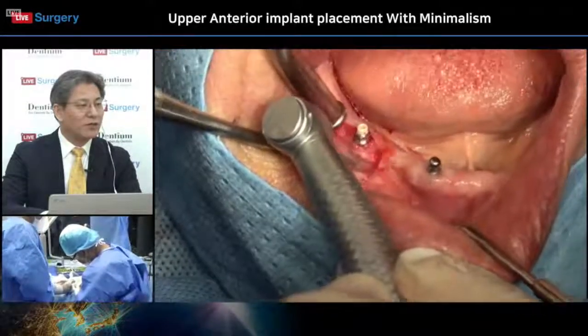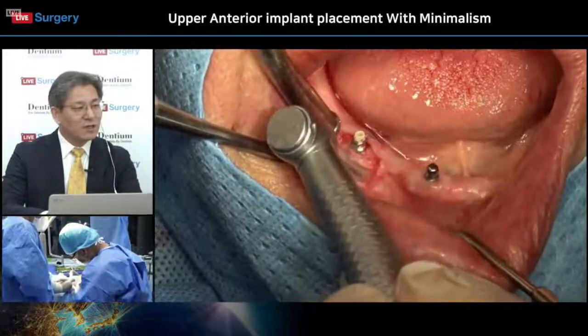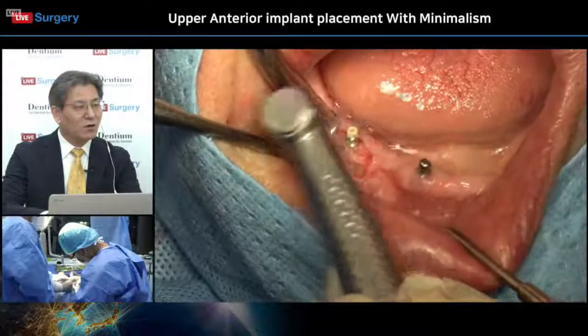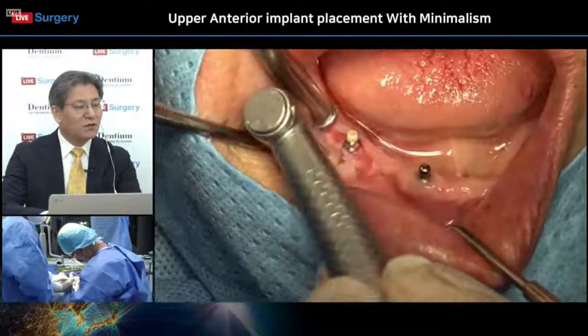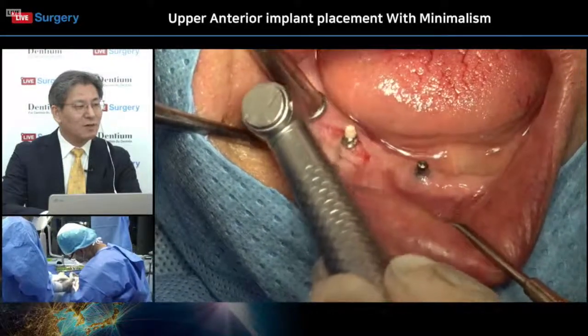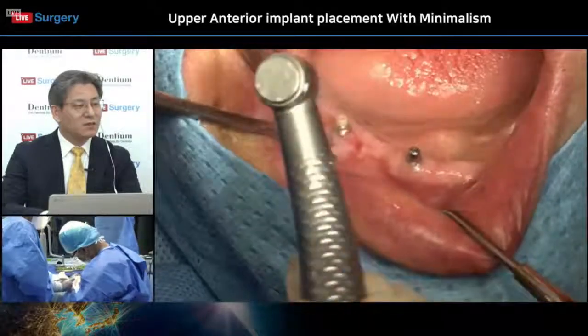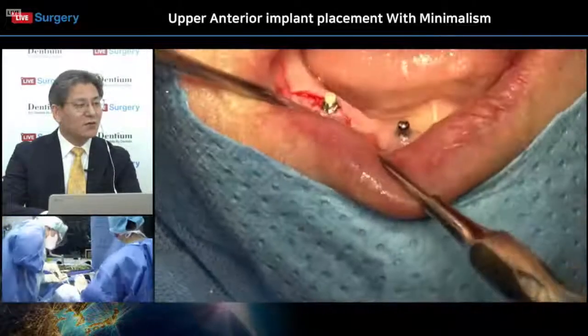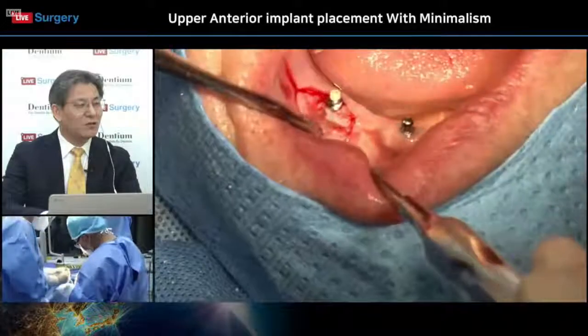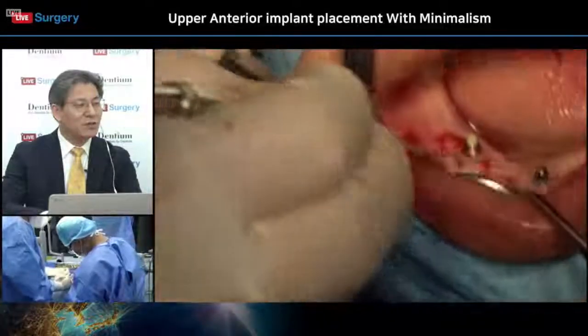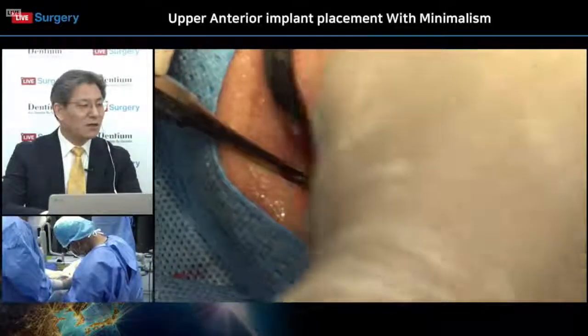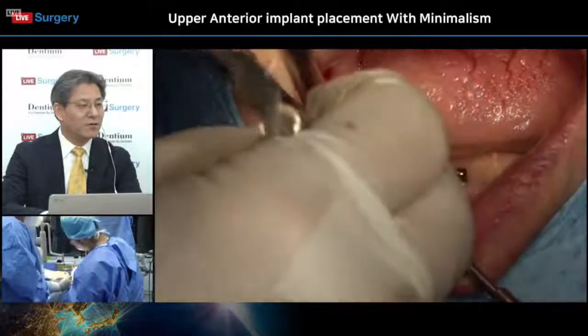Promoting the new bone formation. He starts making small holes, the cortical decortication using a high speed bur. This procedure is known for promoting new bone formation because of the blood supply from the marrow space.